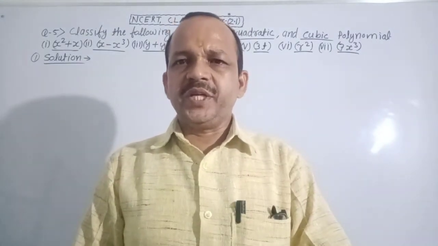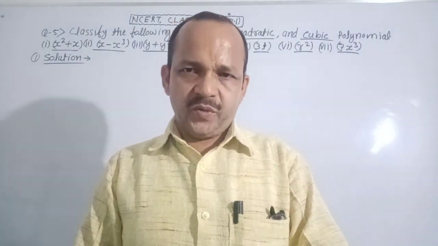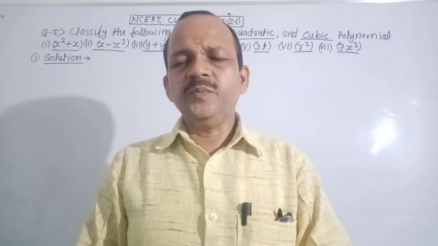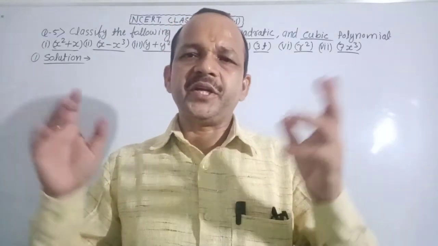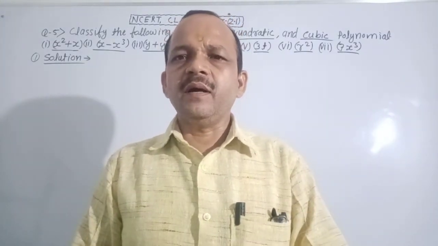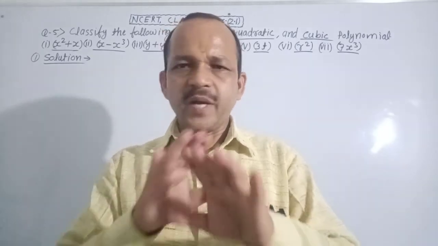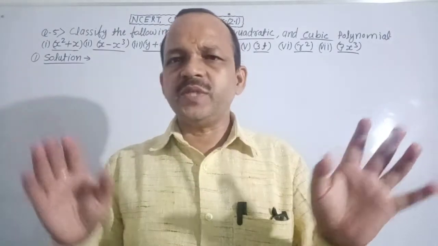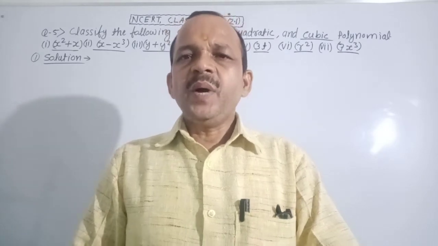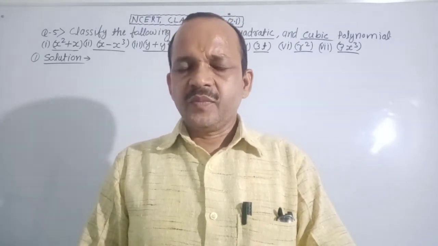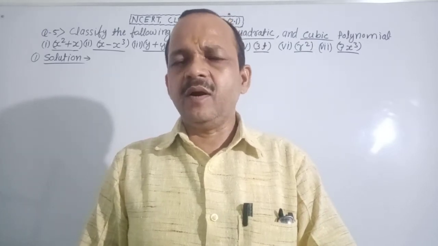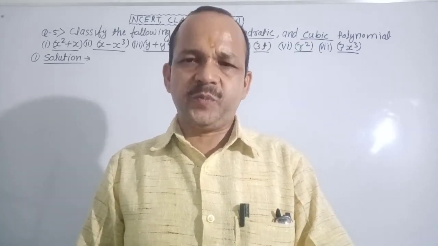Now I want to describe the types of polynomial. Polynomials are of two types. First, term based polynomial. Second, degree based polynomial. Firstly, I want to describe term based polynomial. Is it clear? Very good. First, constant polynomial. A polynomial containing only one term consisting of a constant is called a constant polynomial.